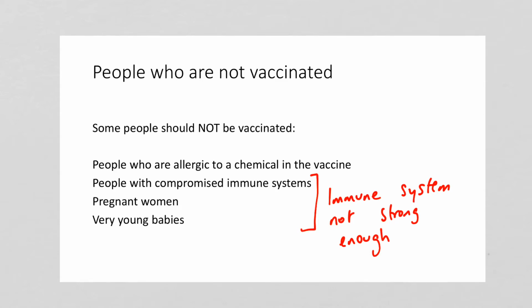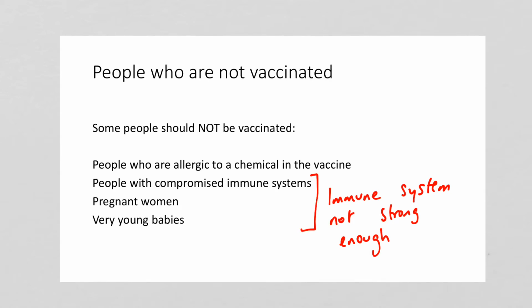So a newborn baby doesn't really have an immune system. They actually have lots of antibodies floating around in their blood that come from their mother, and those keep them safe from most diseases until their own immune system can grow. But you wouldn't want to vaccinate them because there's no point. They can't make the memory cells. So some people you don't vaccinate because their immune system is not strong enough.